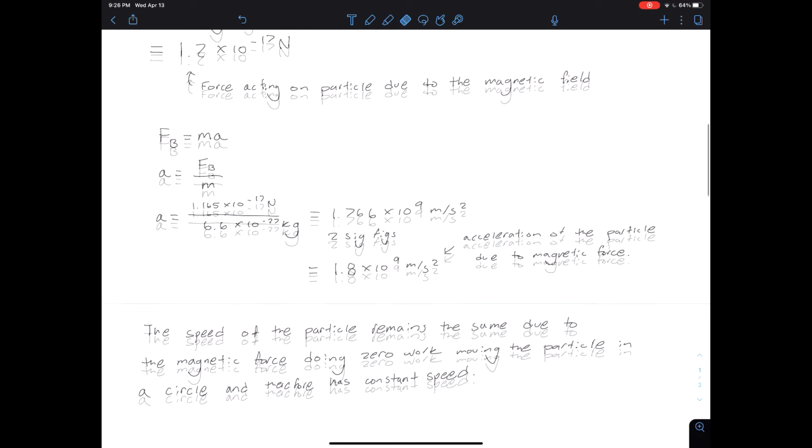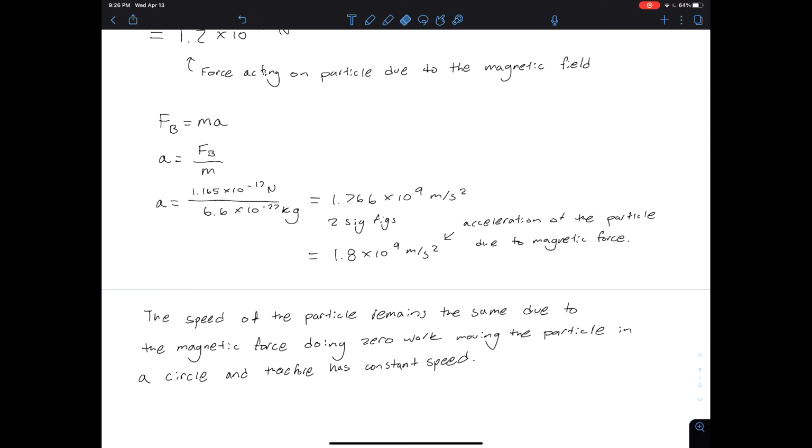Now, the speed of the particle, the last part of the question, will remain the same, and that's because the magnetic force does zero work moving the particle, and the particle moves in a circle. So when the particle is moving in circular motion, it will have constant speed. The acceleration is only making it move in a circle.